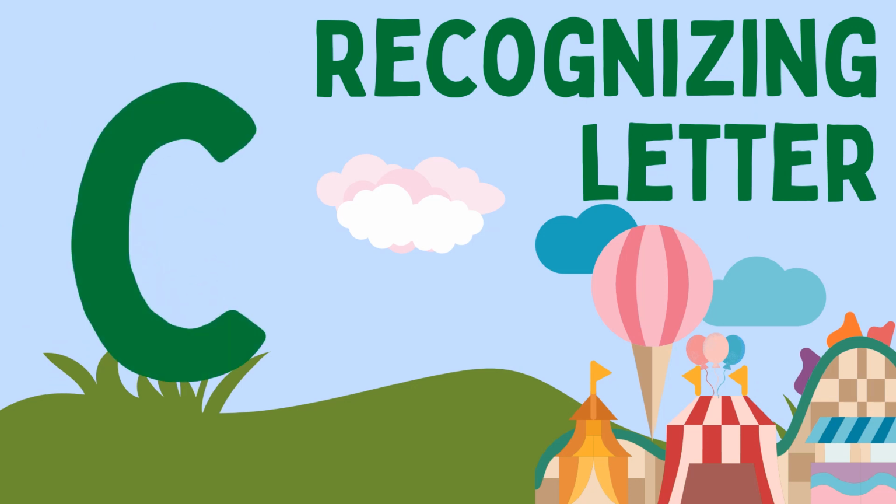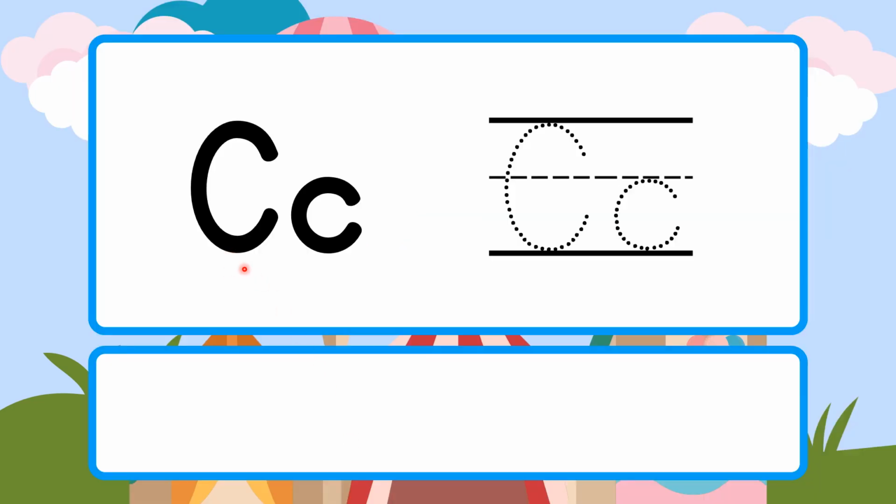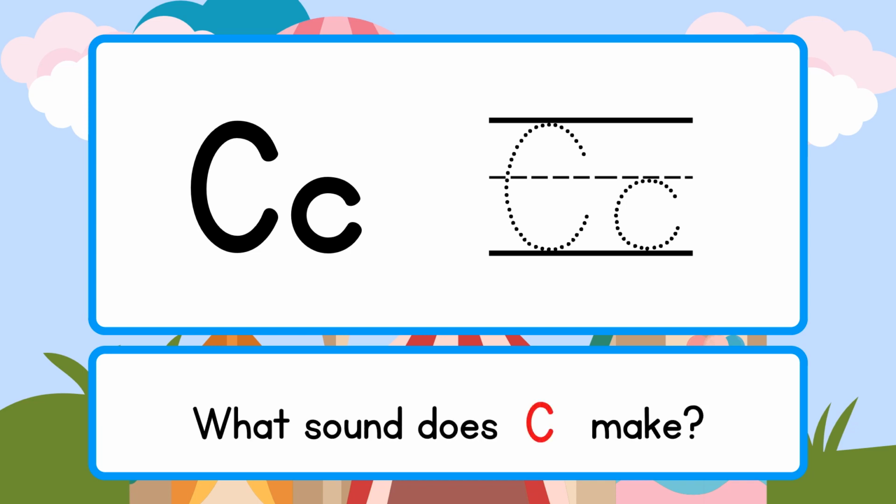Let's recognize the letter C, the big letter C. Big letter C and small letter C. Let's write the letter C. Start here. Make a curve. Small letter C. That's it. Now, what sound does C make? C says K, K. Please repeat, children. K. Good job.